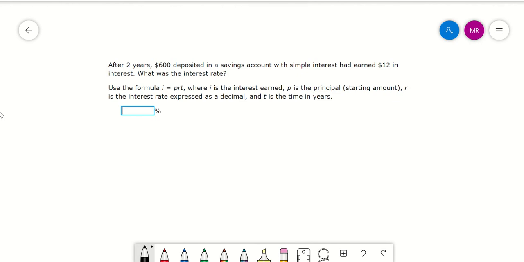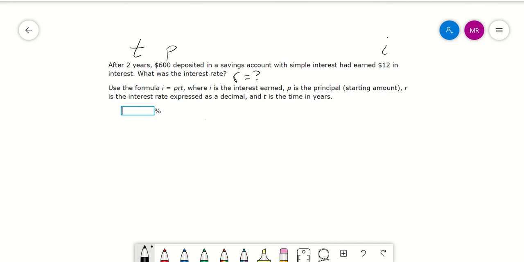After 2 years, $600 deposited in a savings account with simple interest had earned $12 in interest. What was the interest rate? So after 2 years, time is 2. The principal, $600 deposited in a savings account with simple interest, had earned $12. That is the interest earned. What is the interest rate? So we don't know the rate.